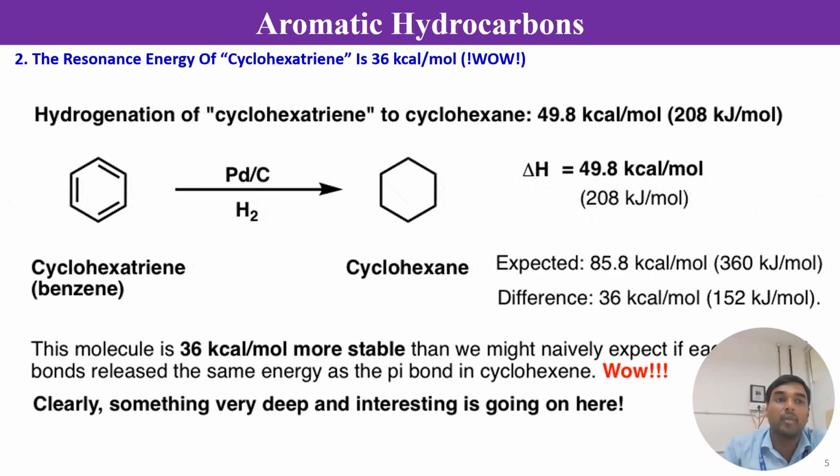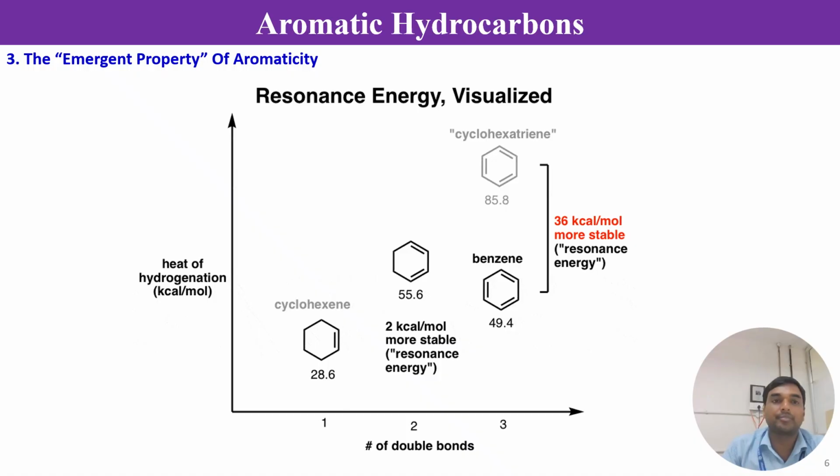But when we have 1,3,5-cyclohexatriene, or benzene, you need only 49.8 kilocalorie per mole. That means expected is 28.6 into 3, but only 49.8 is required. That means the difference is 36 kilocalorie per mole. That energy is already there in the system, so you need only 49.8. That is what is called the resonance energy.